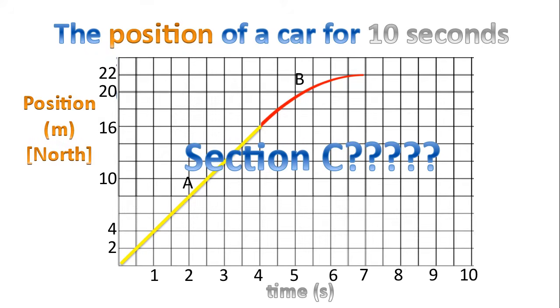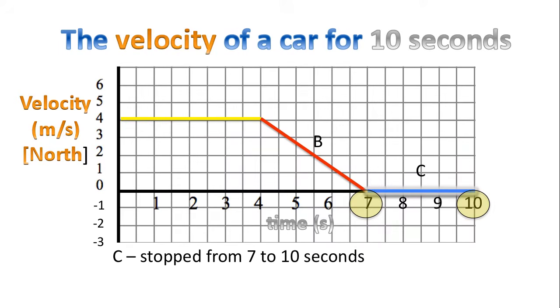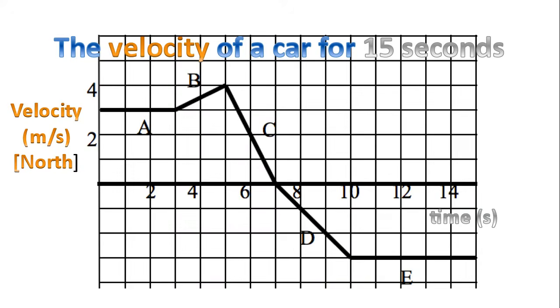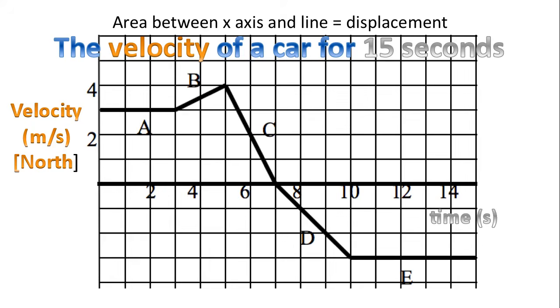What about section C? Section C starts at 7 seconds and ends at 10 seconds and the object is stopped. This is how we draw the line for section C. So now as an exercise, I'd like you to try to convert this velocity time graph into a position time graph. Remember, we always take the area between the x-axis and the line, and that area represents the displacement.